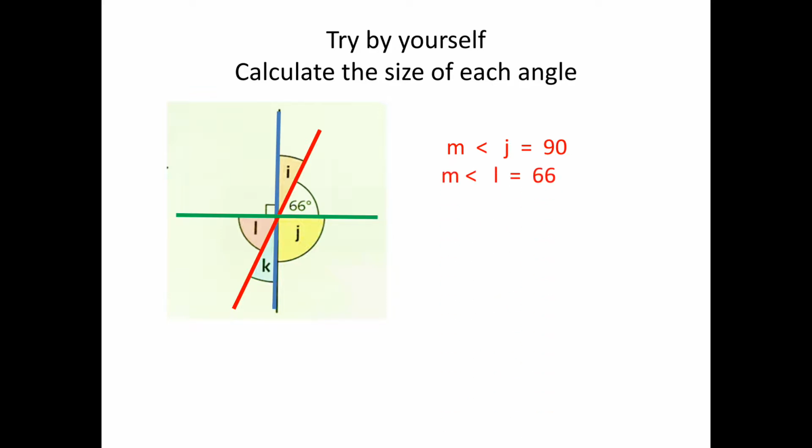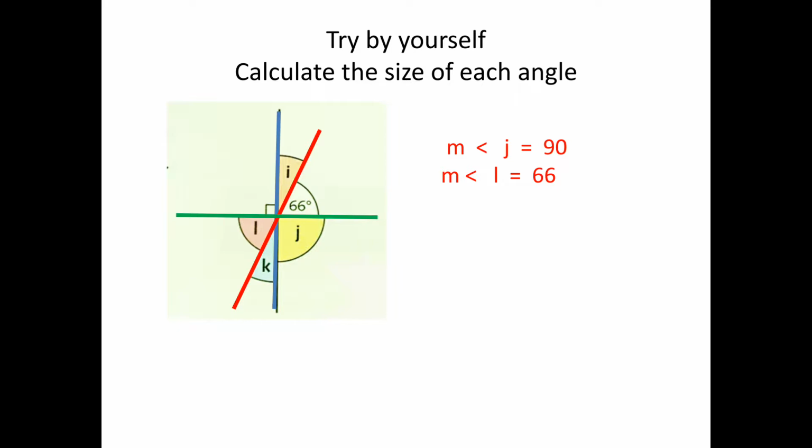What else is easy here? Angle L. Angle L is between green and red. What else is between green and red? Excellent, the 66. So measure of angle L will be equal to 66. Now we have two missing angles, I and K. How to get I and K? The same as what we said before.